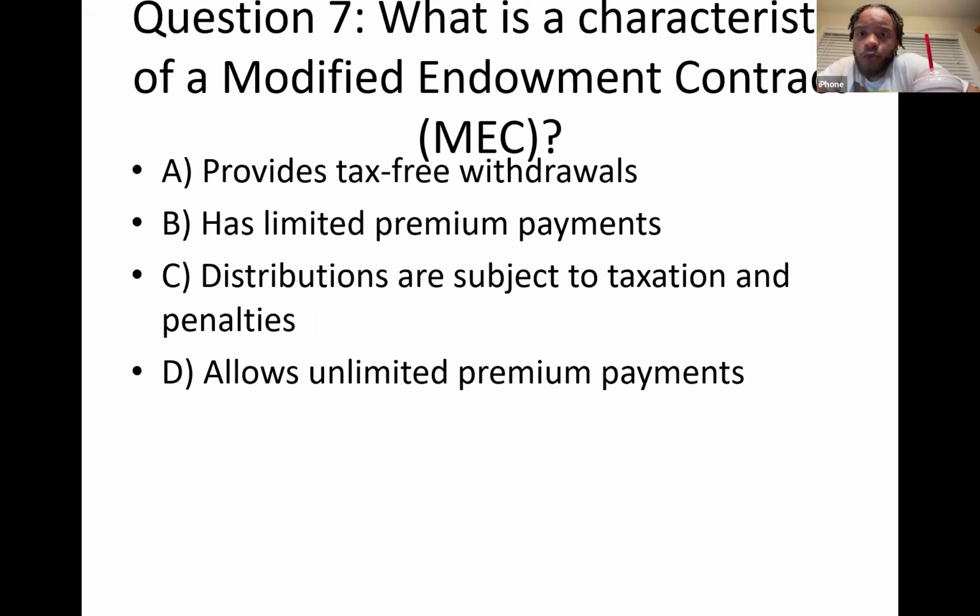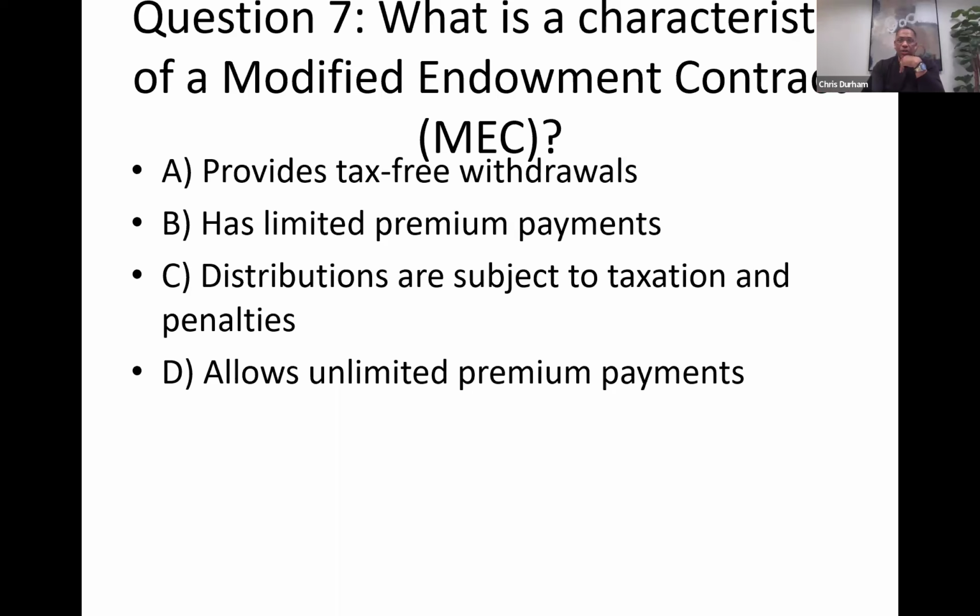What is a characteristic of a modified endowment contract? Let's see. B, has limited premium payments. No. Is it C? Yep. The answer is C. That's what's going to be my next one.